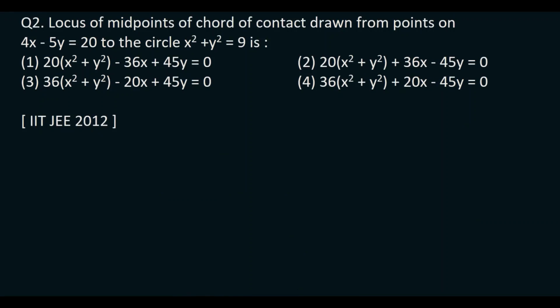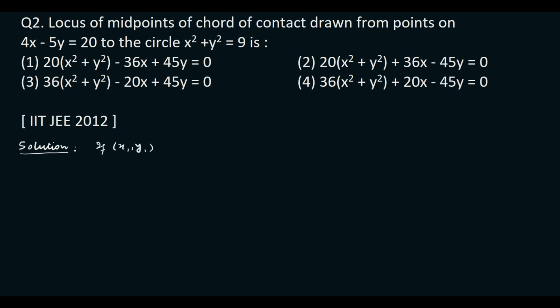Next question says: locus of midpoints of chord of contact drawn from the points on 4x minus 5y equals to 20 to the circle x square plus y square equal to 9 is. Again 4 options are there and one is correct. This is from the IIT JEE 2012 examination.